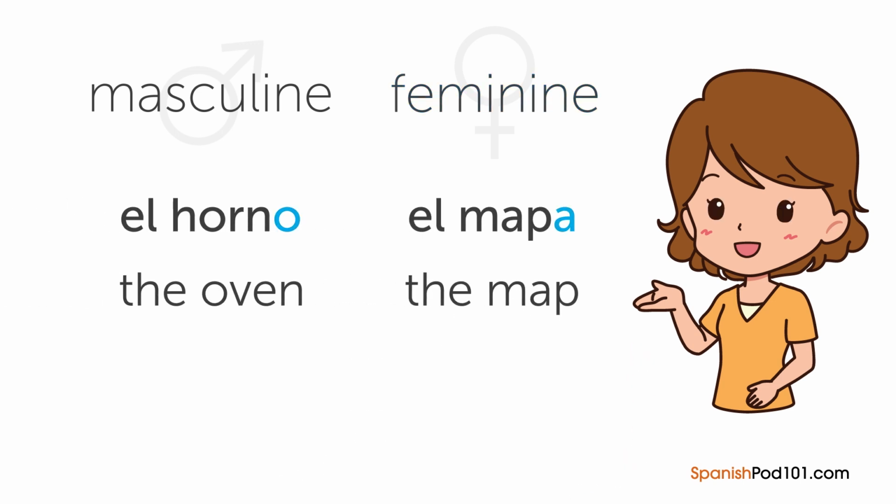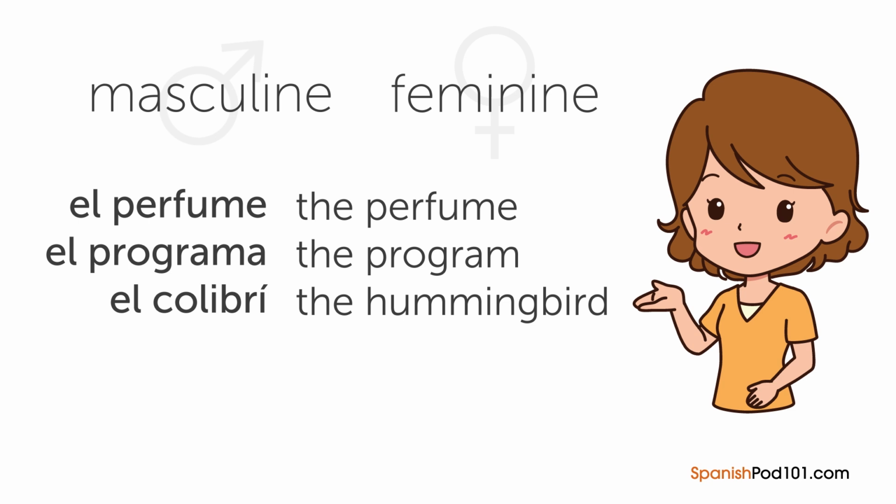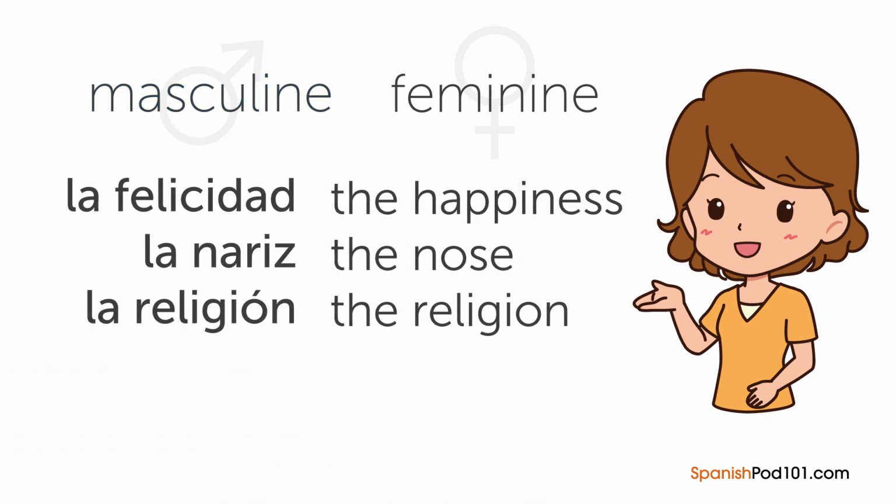However, O and A are not the only indicators for masculine and feminine words. Here are a few others. Nouns that end in I, ma, or an accented vowel such as í are often masculine. For example, el perfume, the perfume, el programa, the program, el colibrí, the hummingbird, are all masculine. On the other hand, nouns that end in D, Z, or ión are normally feminine. For example, la felicidad, the happiness, la nariz, the nose, and la religión, the religion, are feminine.